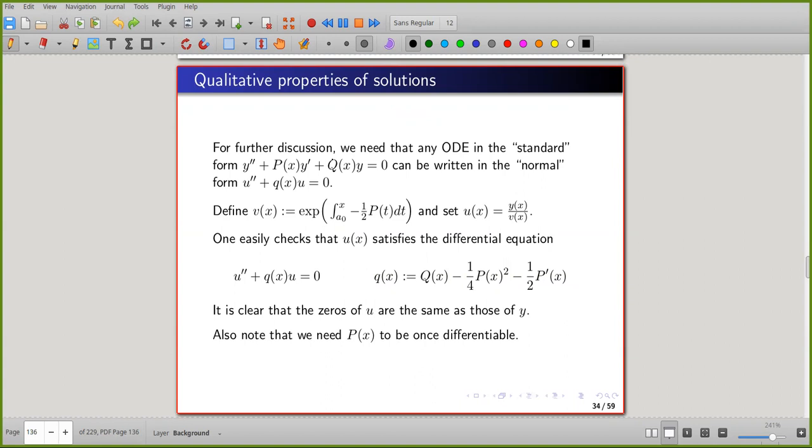Also note that we need p of x to be differentiable, so let's just assume that p of x is twice differentiable, so that this q of x is a continuous function. But this is not so important, since most of the time we will be working with smooth functions.